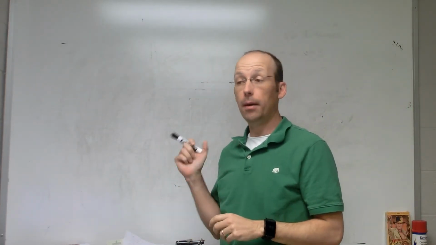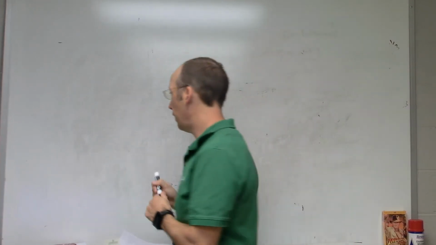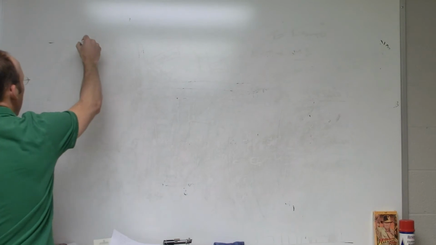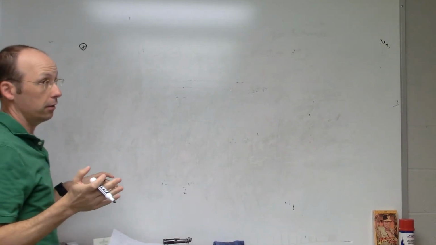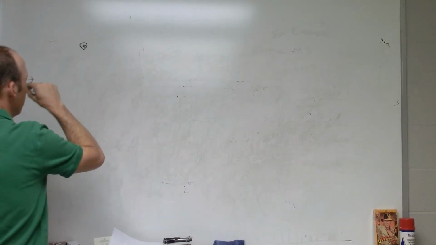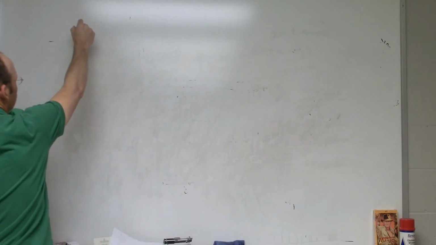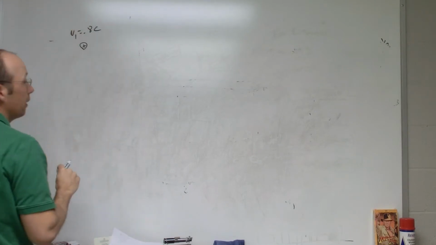Okay, so I'm going to go over this one problem with the positron. The problem is that we have a positron, which is an antimatter electron. So it's the same mass as an electron, but it has a positive charge. And it's going at some very fast speed, called V1 equals 0.8 c, 0.8 times the speed of light.